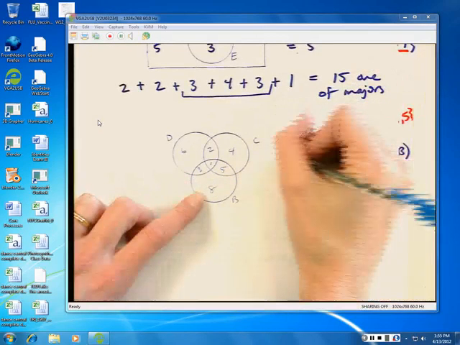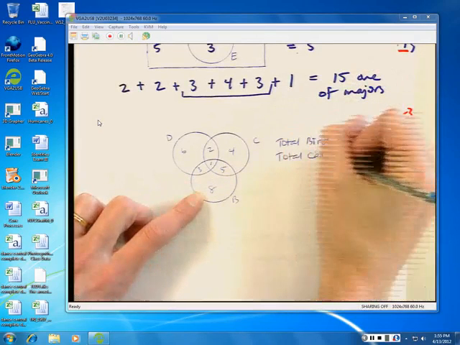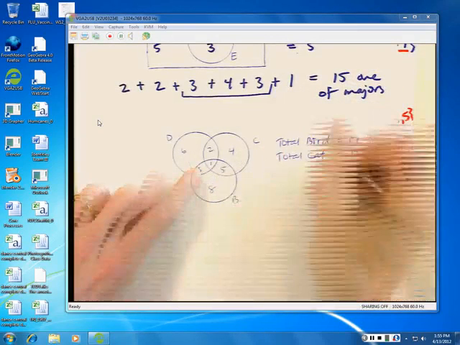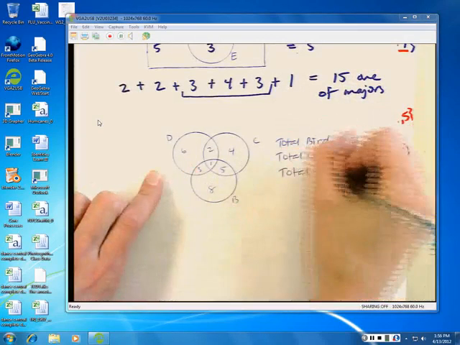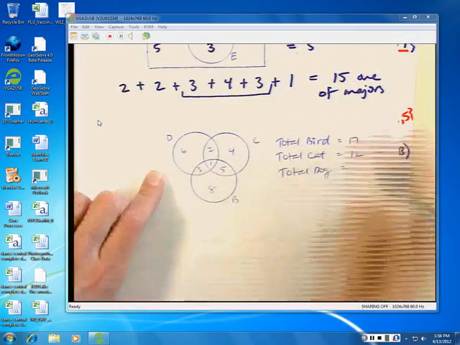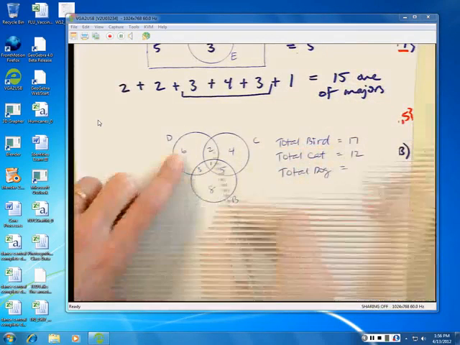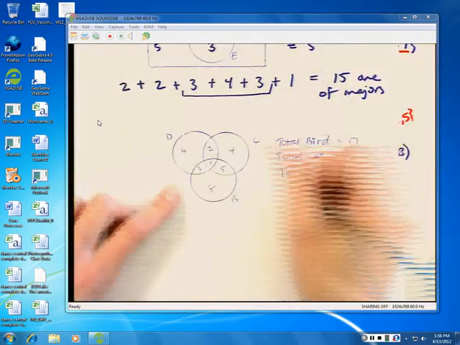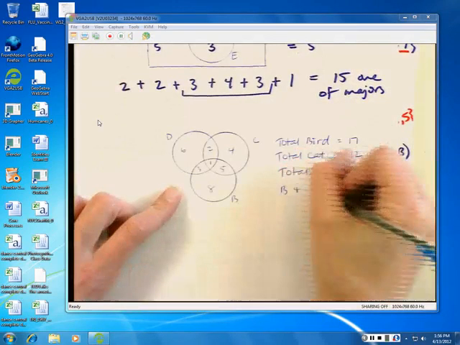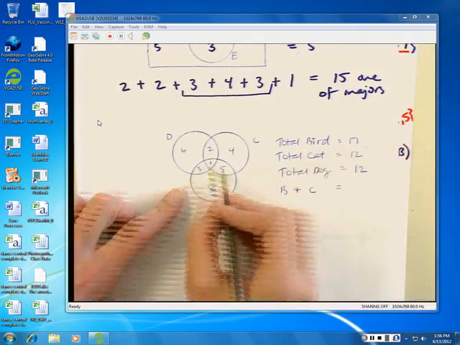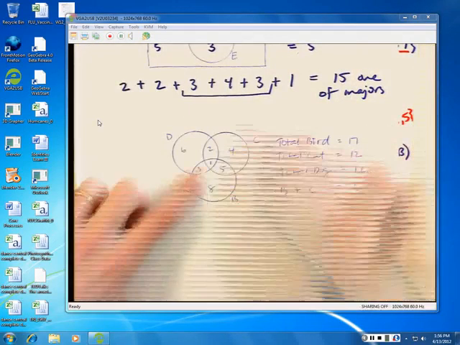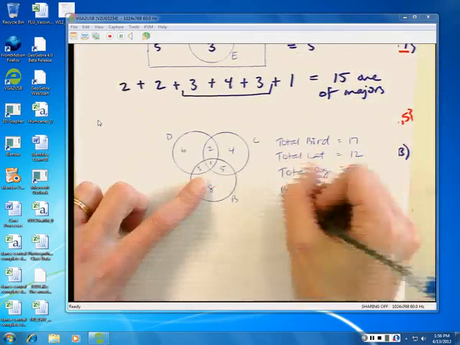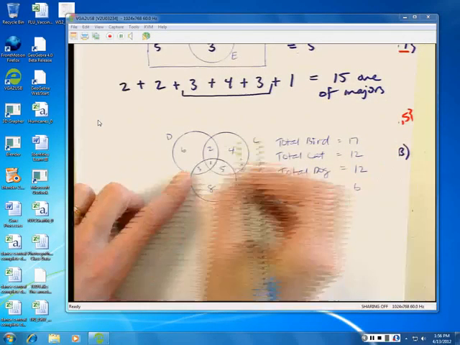And then I can do total cat owners. That is going to be, let's see, 3, 8, and 4 is 12. And then the total dog owners is going to be 12. And then I keep going. So then I can say bird and cat is 6. So that's this guy, bird and cat is that football-shaped intersection. And then I can say cat and dog owners. Cat and dog owners is 3.